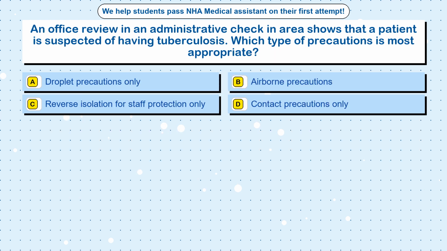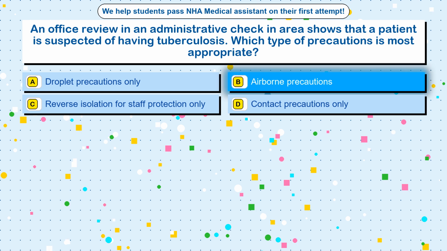Question 63. An office review in an administrative check-in area shows that a patient is suspected of having tuberculosis. Which type of precautions is most appropriate? Option A, droplet precautions only. Option B, airborne precautions. Option C, reverse isolation for staff protection only. Option D, contact precautions only.